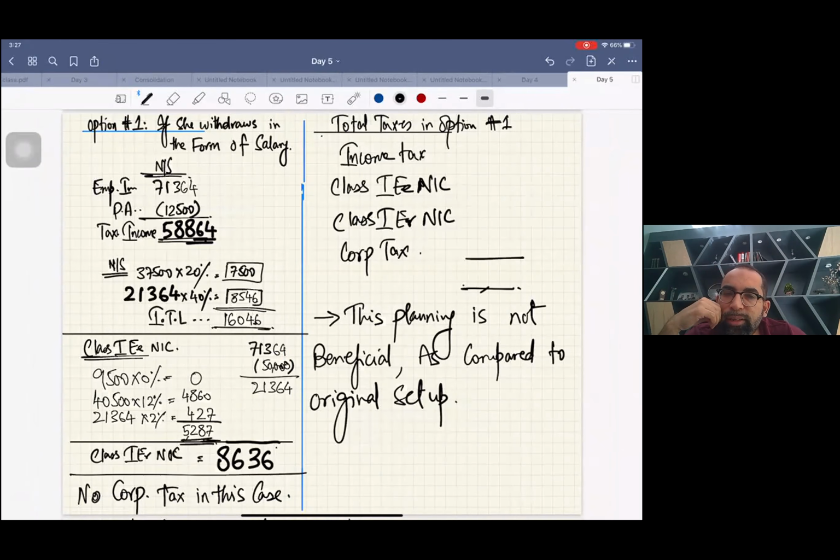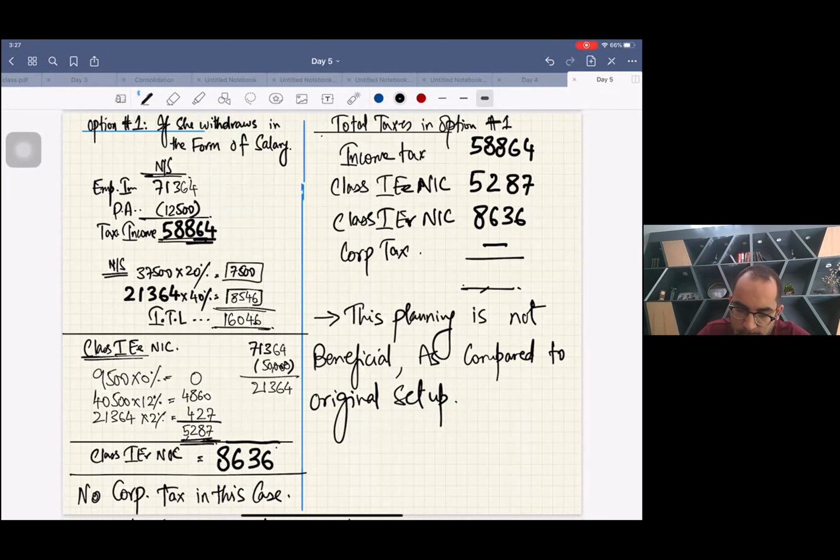So let's calculate the total cost in case 1. How much is the income tax? Income tax is 58864. Class 1 employee NIC is 5287. Class 1 employer NIC is 8636. And there is no corporation tax. Please, students, can you add all these three numbers?